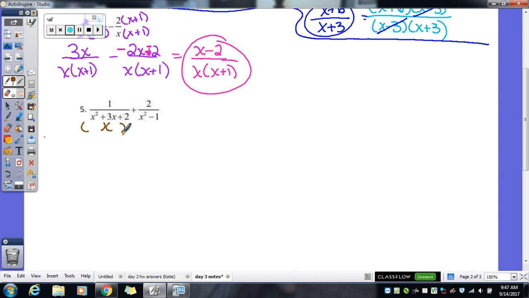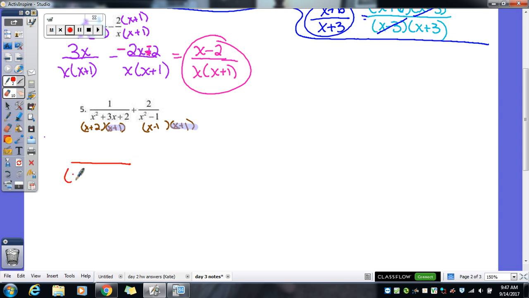So for that trinomial, x squared plus 3x plus 2, what multiplies to give us 2? 2 and 1. So this would be x plus 2 and x plus 1. That's how that one would factor. And then our x squared minus 1, how would that one factor? X minus 1, x plus 1. So they both already have in common x plus 1. So that's definitely part of our common denominator.